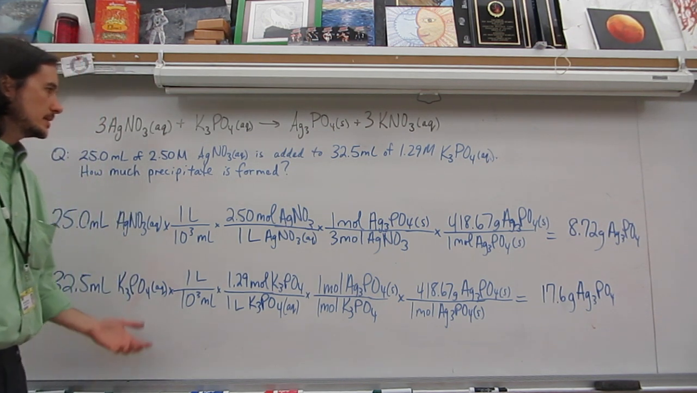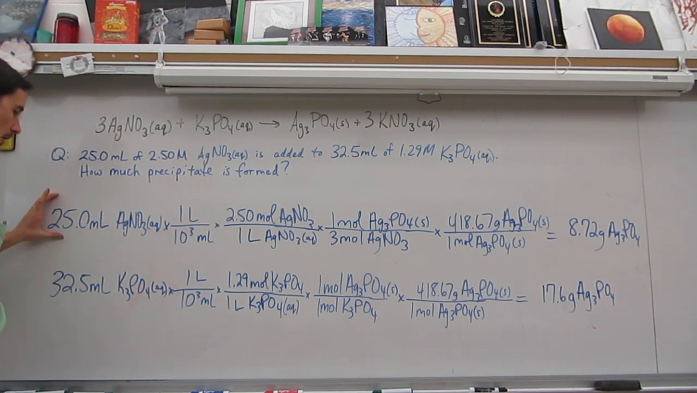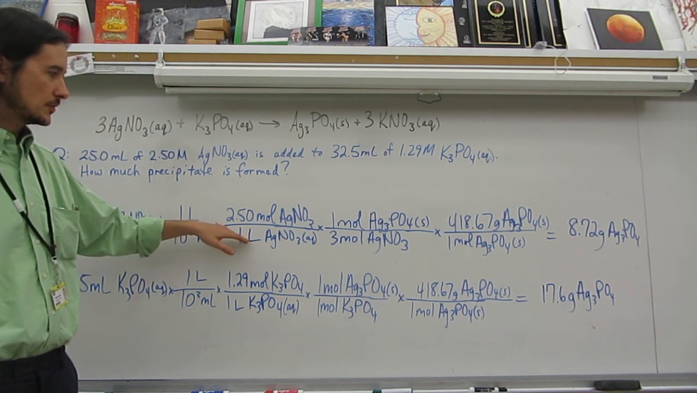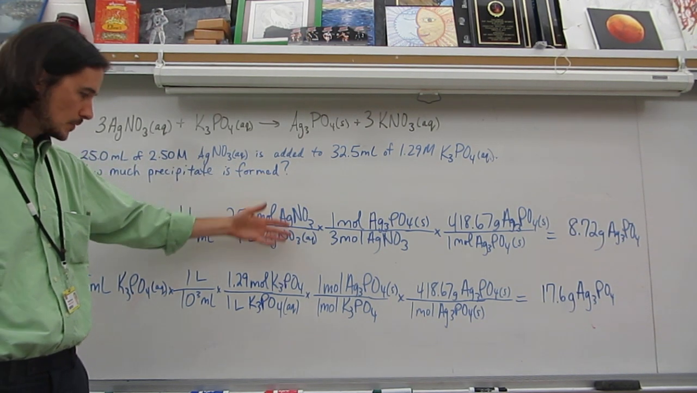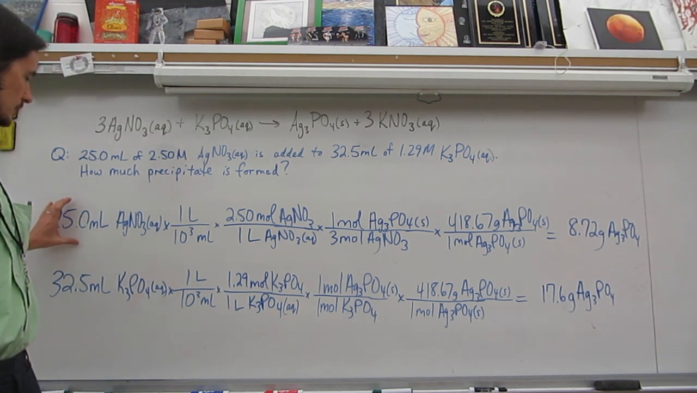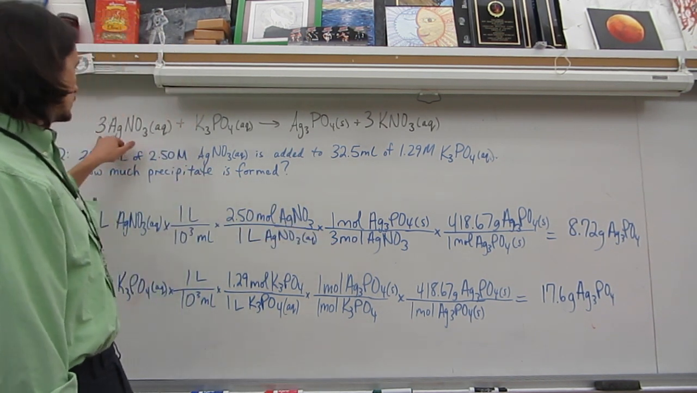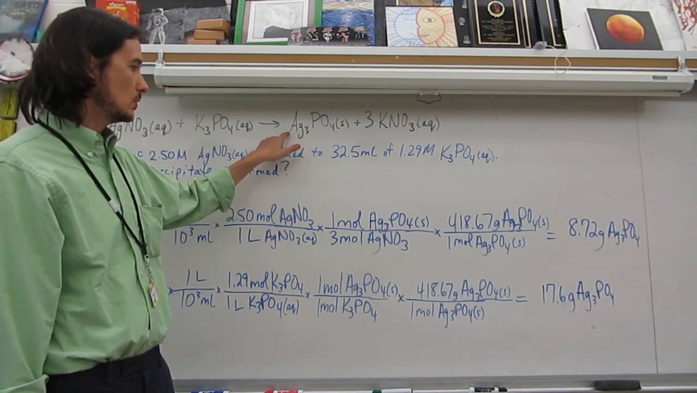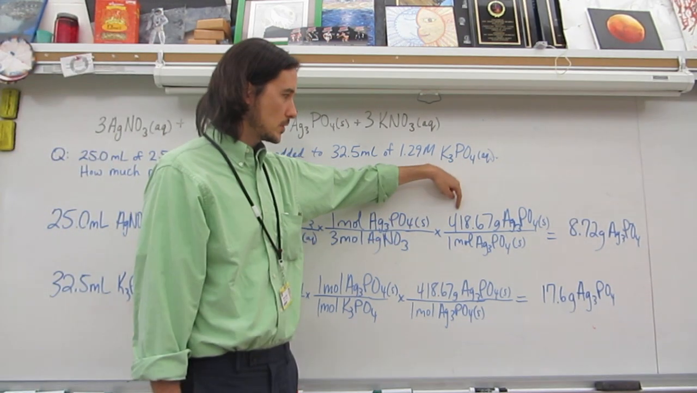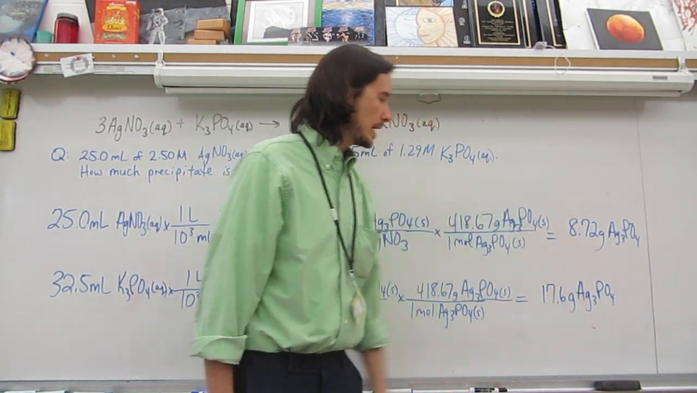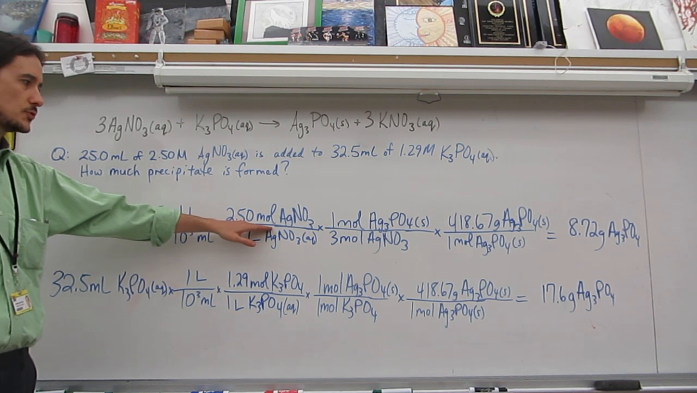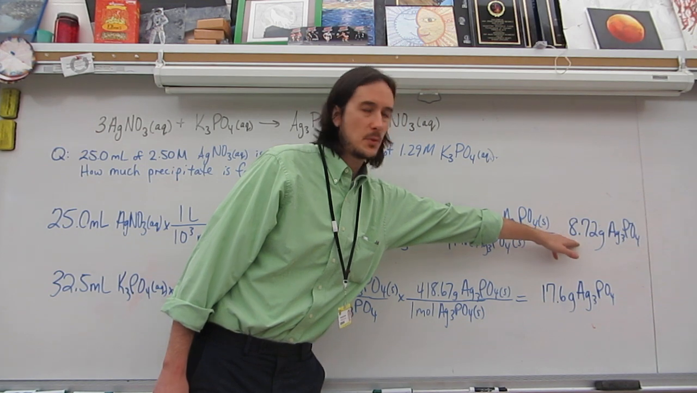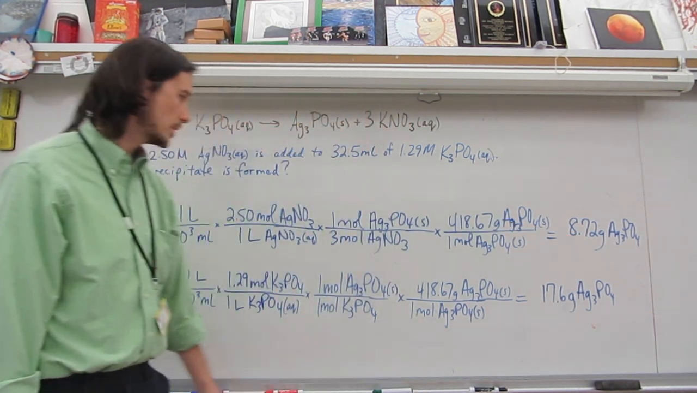So what I did is I took the volumes of each solution and I used the molarity as a conversion factor to figure out how many moles of silver nitrate and moles of potassium phosphate were there. So for the silver nitrate line, 3 moles from the equation, 3 moles will form 1 mole of silver phosphate, and 1 mole weighs 418 grams. We get 8.72. So what that means is this volume of this concentration silver nitrate can produce a maximum of 8.72 grams of silver phosphate.